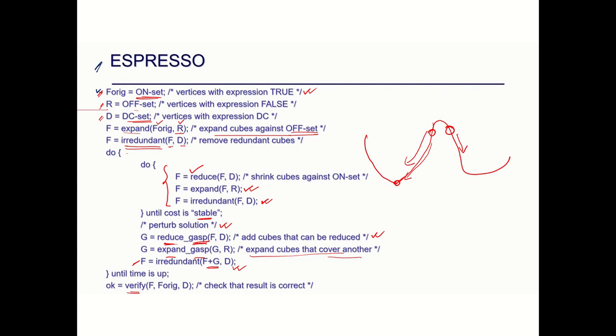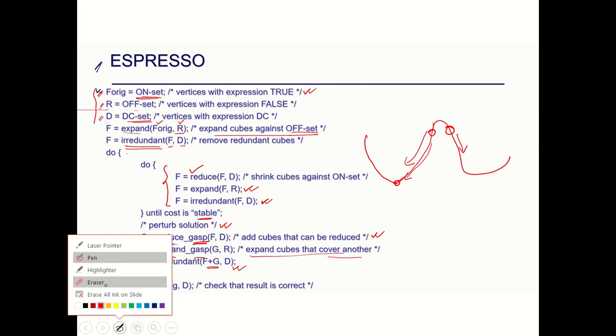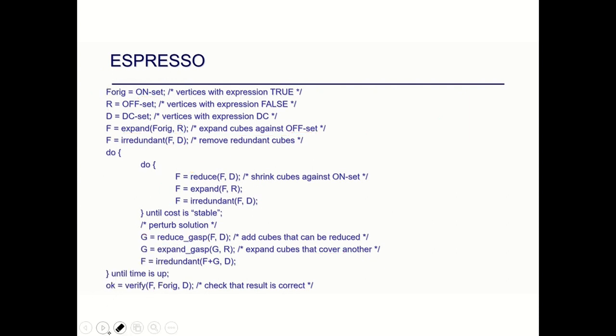So this is the Espresso algorithm, and in this case it is very easy. We start with the original solution. We have to keep the offset and the don't care. We expand, and after that we try to find the irredundant cover with the help of the don't care. Then we come inside a loop.